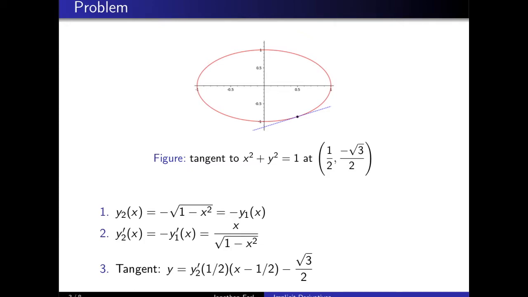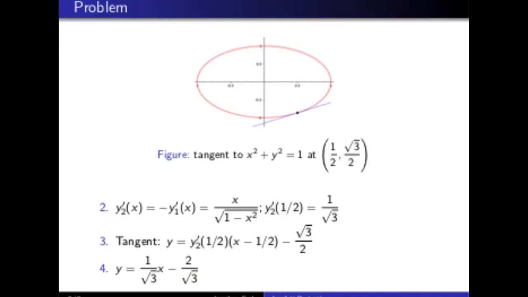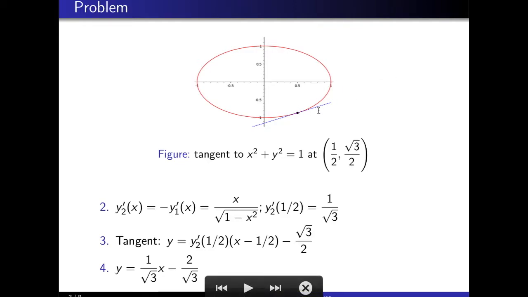And we'll do the same kind of construction. We'll take our tangent line equation, put in the various pieces. And here our y2 prime at 1/2 will be 1 over the square root of 3, and that'll give us altogether the tangent line y equals 1 over square root of 3 x minus 2 over square root of 3. And again, that makes sense because we can see this tangent line here has positive slope.